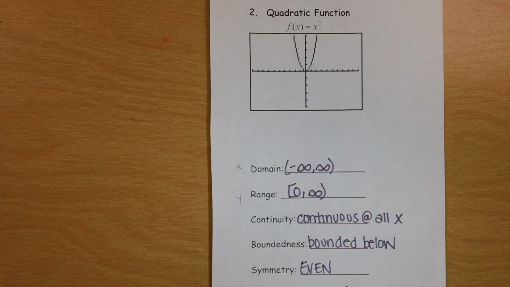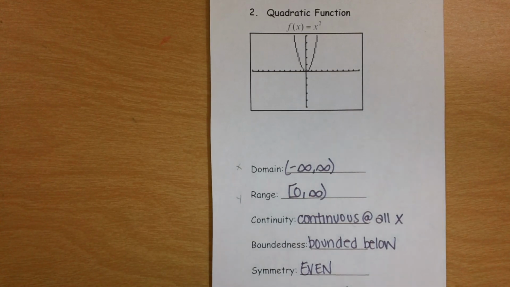A quadratic function is one of a form f of x equals ax squared plus bx plus c. The graph is shaped in a curve called a parabola. The domain is negative infinity, infinity, or all real numbers. The range of a standard graph is 0, infinity.